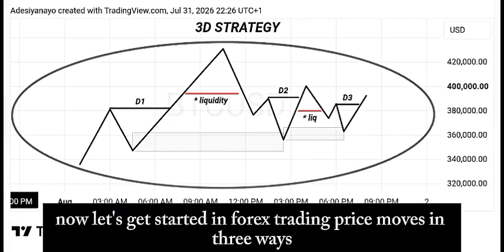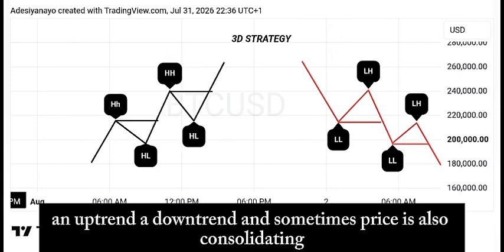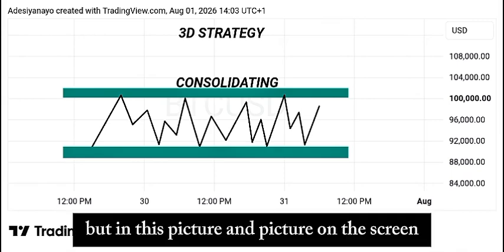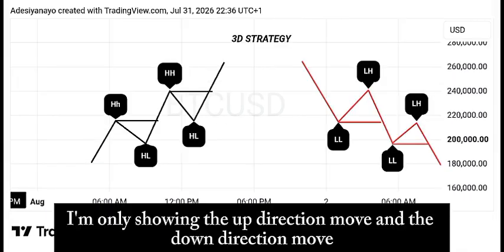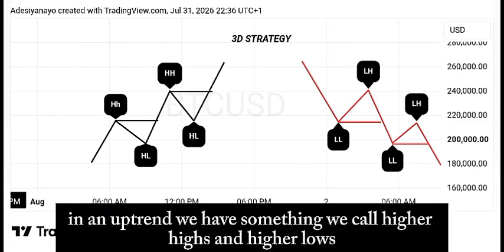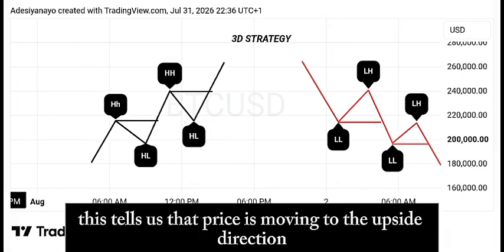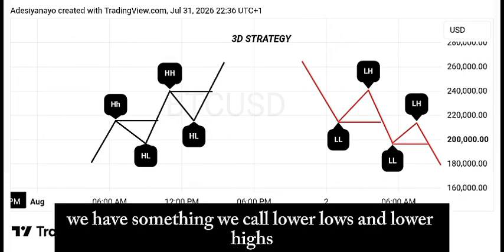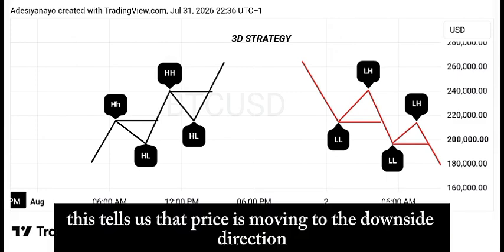Now, let's get started. In Forex trading, price moves in three ways: an uptrend, a downtrend, and sometimes price is also consolidating, which means it's in a range or moving sideways. But in this picture on the screen, I'm only showing the up direction move and the down direction move. In an uptrend, we have something we call higher highs and higher lows. This tells us that price is moving to the upside direction. And in a downtrend, we have something we call lower lows and lower highs. This tells us that price is moving to the downside direction.